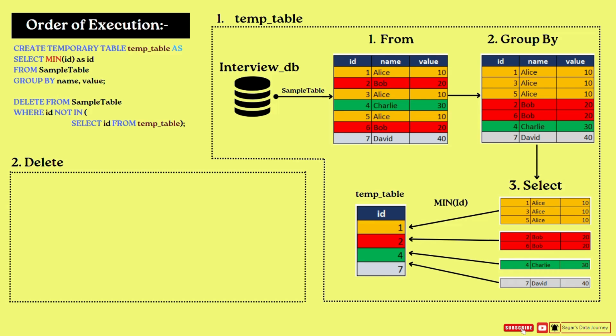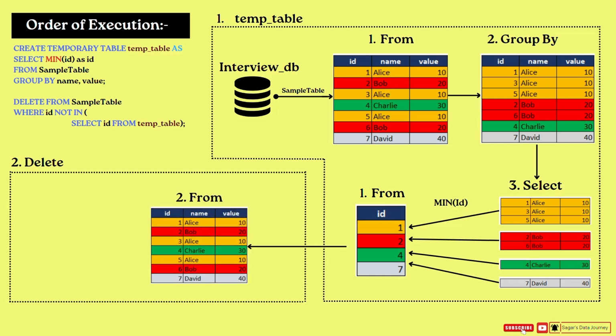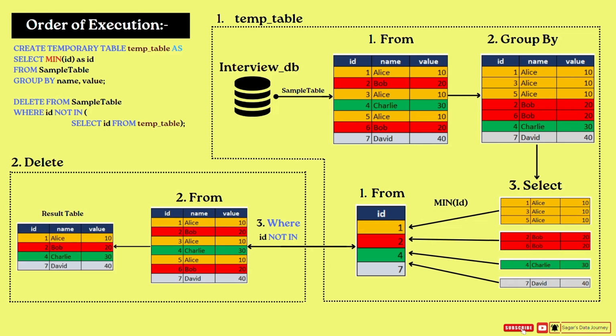When we execute the second query to delete the duplicate record, the inner query will get executed first by taking the temporary table as an input. Now the result generated from the inner subquery will be fed as an input to the outer query, where the sample table will be kept under the execution. Based on the where condition, it will delete the records from the sample input table and generate the result table. This is how this query will execute step by step.